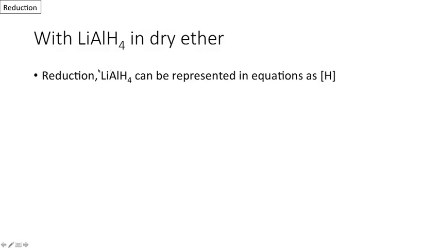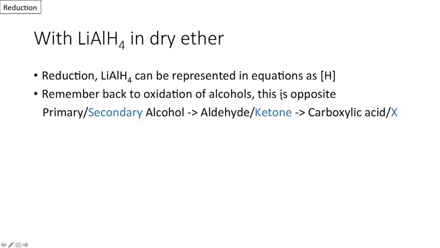So let's see the reaction with LiAlH4 in dry ether. If you can remember that this is a reducing agent, because this is a reduction reaction here, and that it can be represented with the square brackets around the H. If you remember back to the oxidation of alcohols, this is the opposite. Going from primary alcohols to aldehydes to carboxylic acids, or secondary alcohols to ketones, and then they can't be oxidized further. If you can't remember that, feel free to go back to the alcohols video.